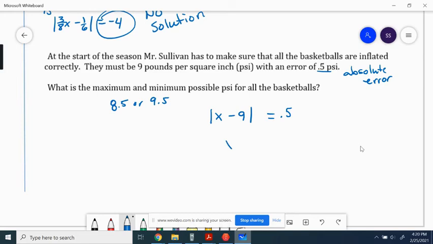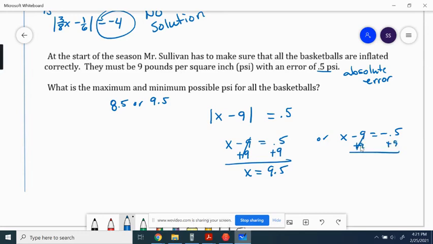So we're going to set up two equations. X minus 9 is equal to 0.5, or x minus 9 is equal to negative 0.5. All right, and as you see, when we solve this, when we try to isolate x, we're going to add 9, and that's why it's negative in the absolute value bars. So then when we do that, we get x is equal to 9.5, and when we add 9 on the other side, we get x is equal to 8.5.